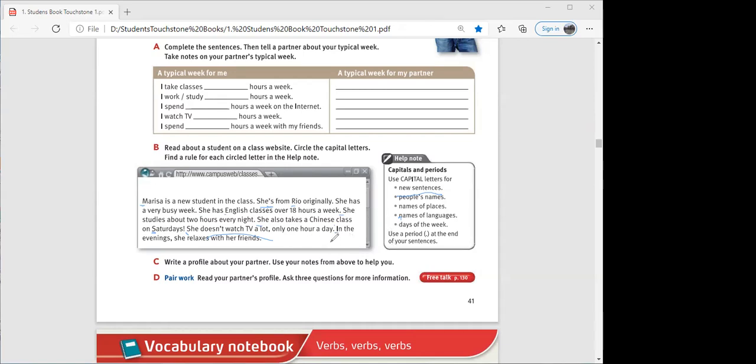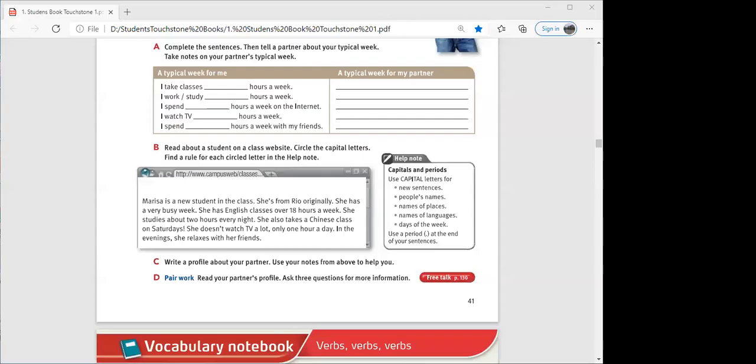En inglés es diferente en algunos detalles al español. So you have to pay attention to that. Use a period. You see, this is a period, at the end of your sentences. All right?